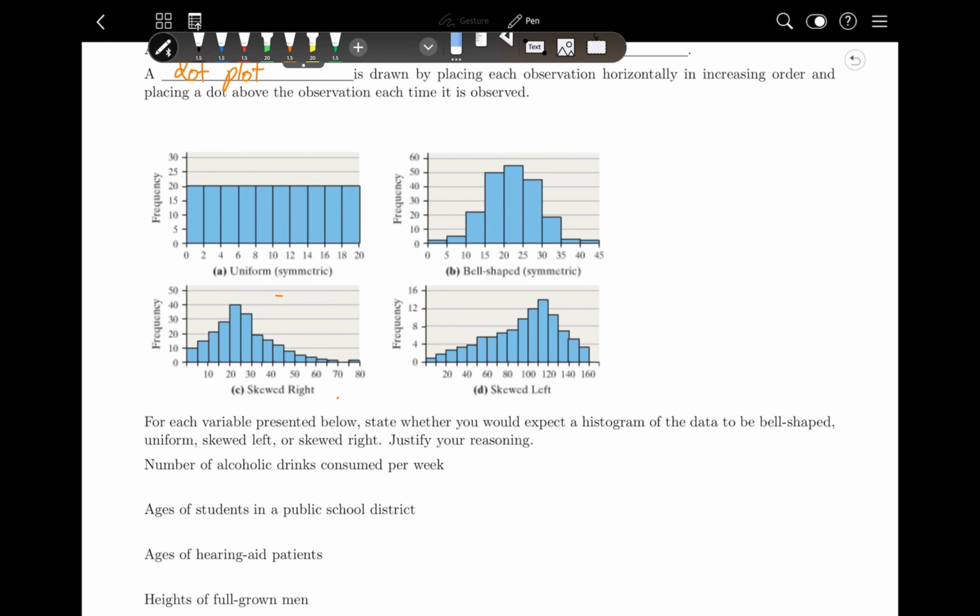And then the class width here would be 2. We subtract consecutive lower class limits, so we just take 2 minus 0, which is 2.